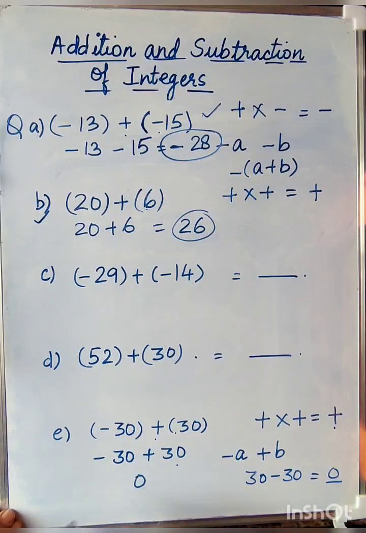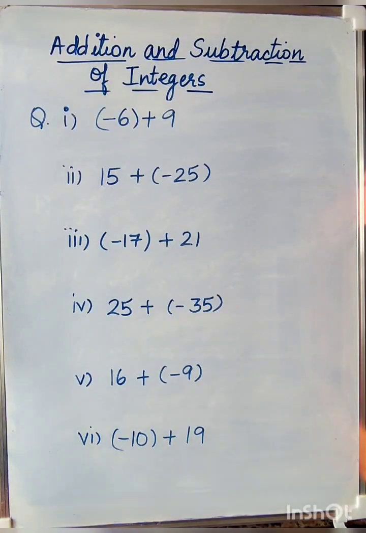And 0 is an integer with no sign. You cannot put any sign here. No plus, no minus. It's simply 0. So we'll write 0 as your answer. Okay, hope you will solve these sums along with me.